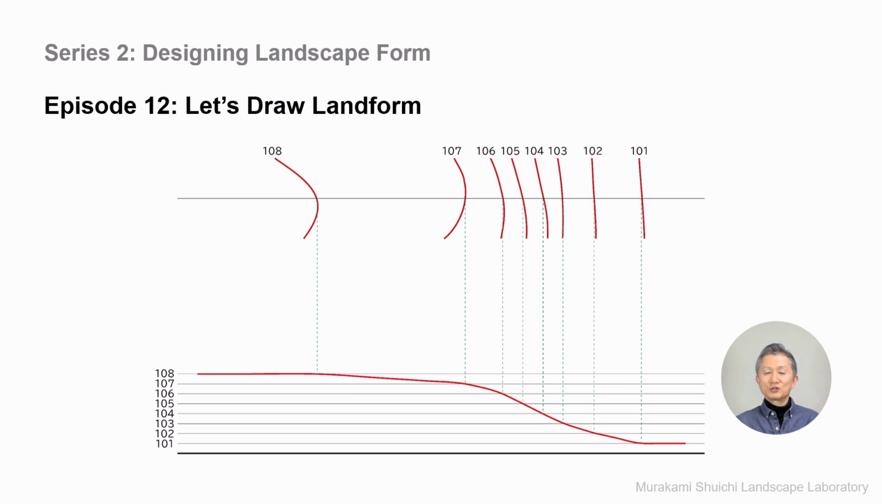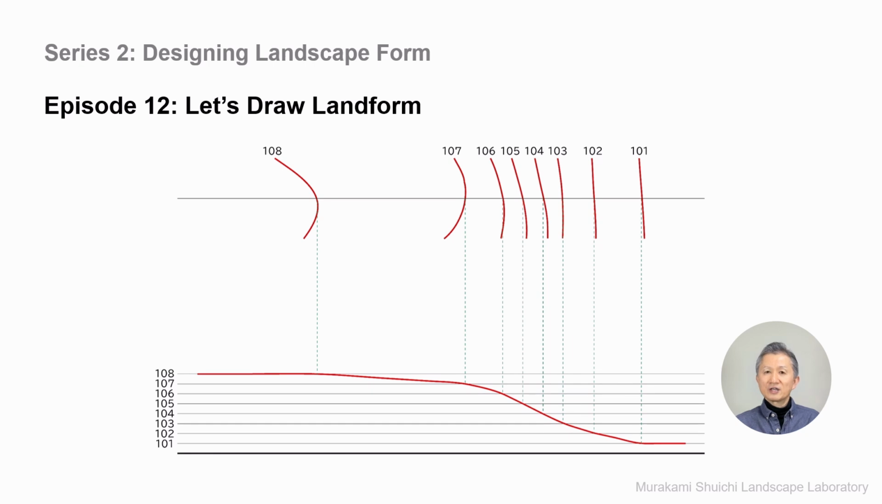Over the past two episodes, we explored the design of landscape sequences. Among the various types of scene changes, one involved a change in the slope of the ground we walk upon. One of the factors that shapes a walker's experience is whether the ground is flat or inclined. In other words, landform. In this episode, we will learn about contour lines, the fundamental tool for understanding landform and treating it as a subject of design.